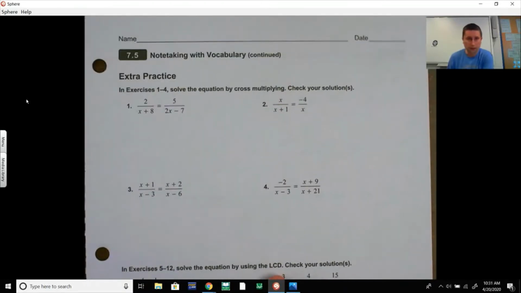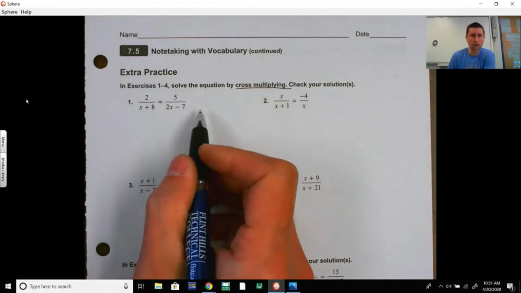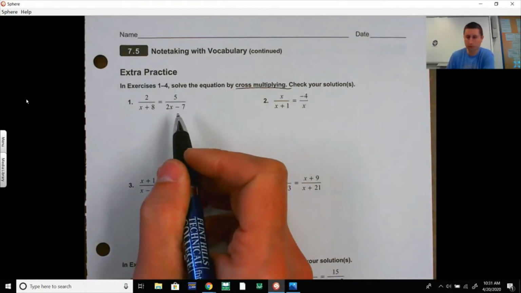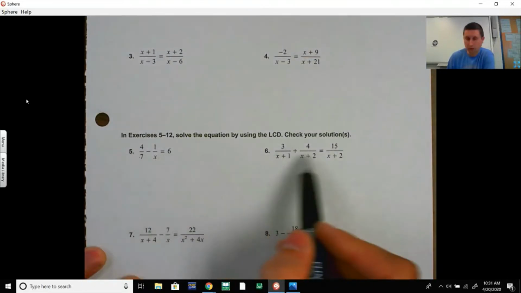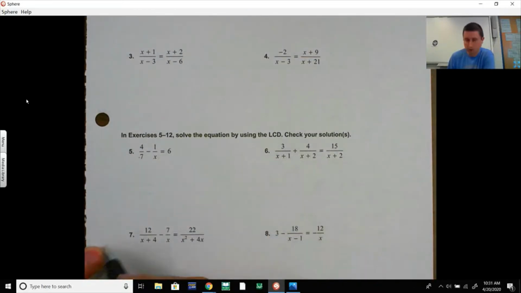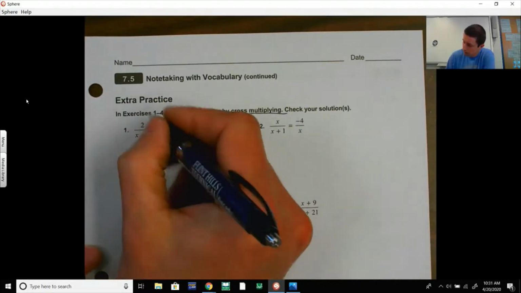And the first set of it here is you're going to solve it by cross multiplying when you have two rational expressions equal to each other. So you just have two parts. Compare that to later on when we see we have three parts and things are being added and subtracted. Okay, we'll have to treat those a little bit differently. But if you have two parts, all you need to do is cross multiply.